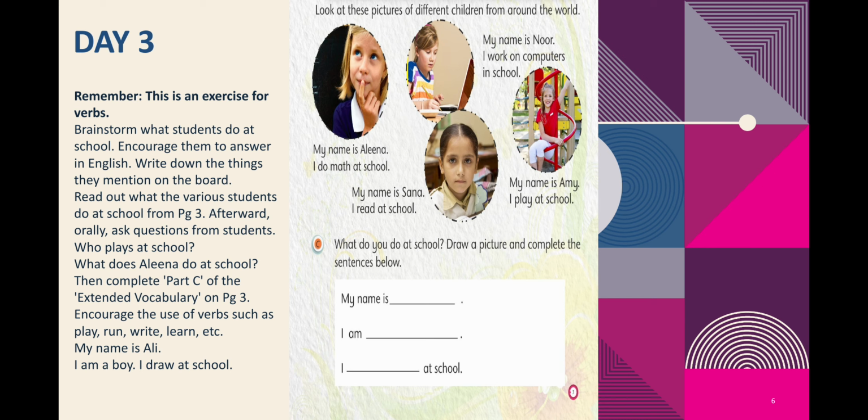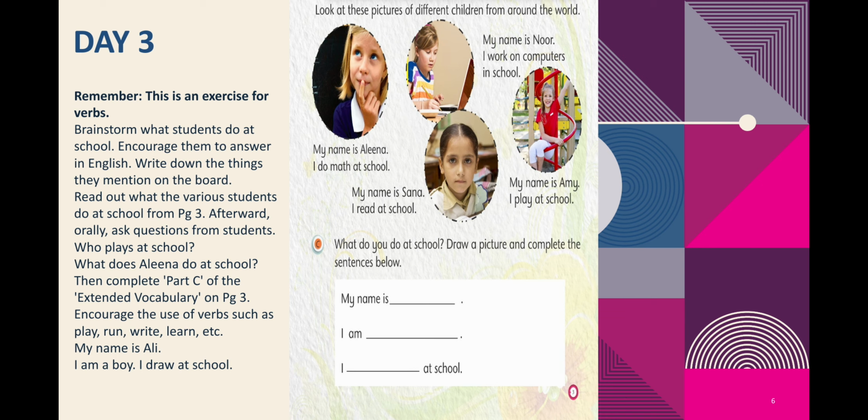Read out what the various students do at school from page 3. On page number 3, there is a little bit of reading, and there are students from different parts of the world. You can see their names are different, and they're talking about different activities that they do at school. So read this, ask the students to read after you, and after this you will orally ask questions about this content. Who plays at school? They will look at the picture and tell you that Amy plays at school. What does Alina do at school? Ask simple questions like this.